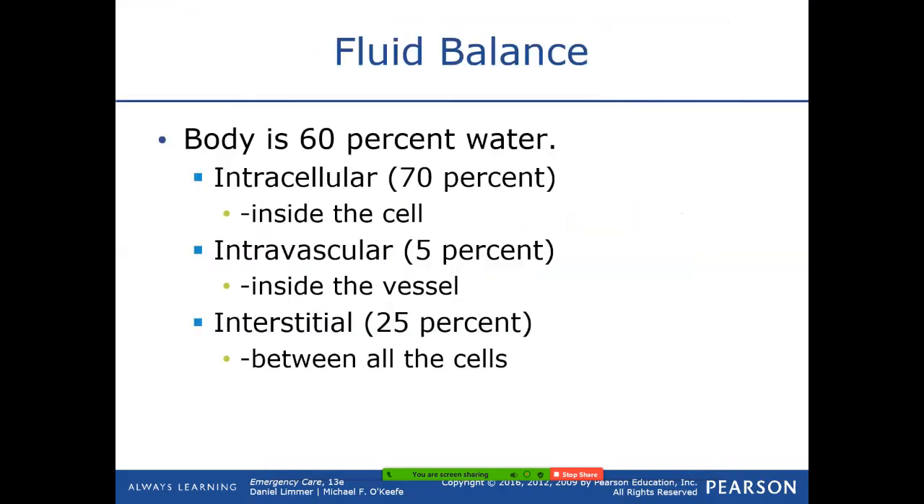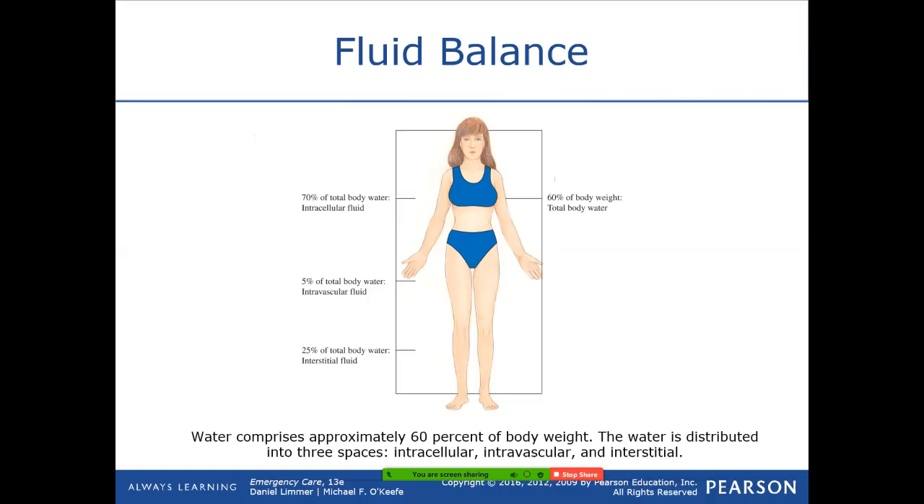All right, pathophysiology of other systems. The body is about 60% water. Okay. 70% of that is intracellular, meaning it's in the cell. Intravascular is about 5%, means it's inside the vessel. And interstitial means it's between all the cells, roughly 25%. But yes, the body is about 60% water.